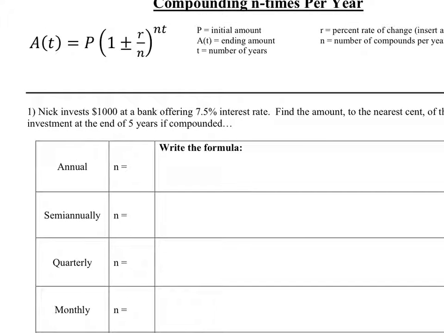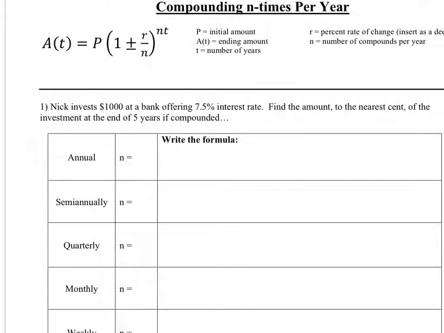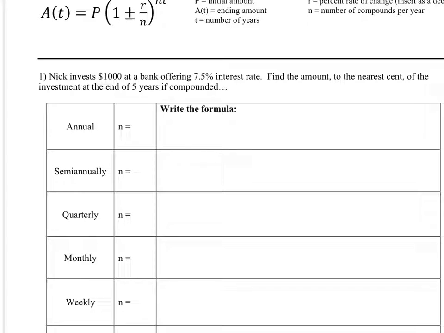So Nick invests $1,000 at a bank offering 7.5% interest. Find the amount. Okay, so you have this. We're just going to write the formula here for if it is compounded annually. Annually compounded is just once a year. So that's the same formula that we used before.